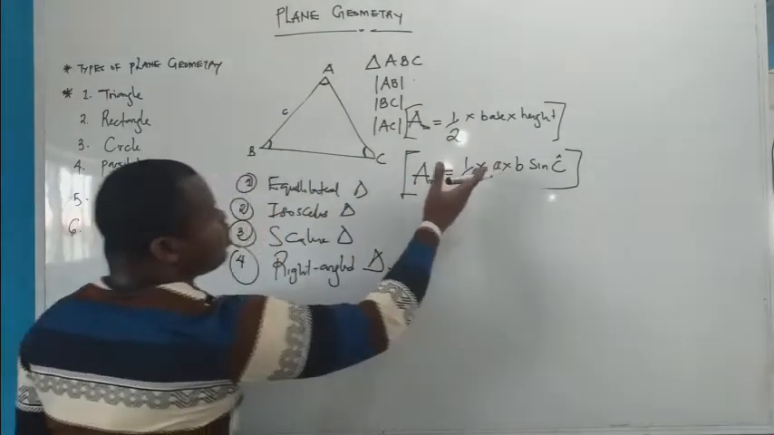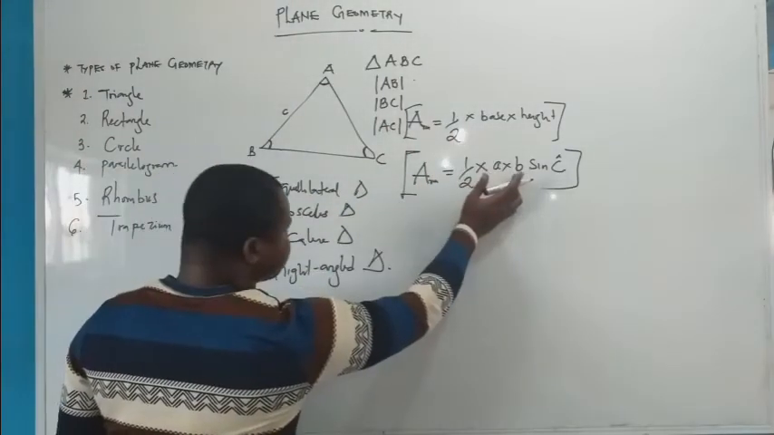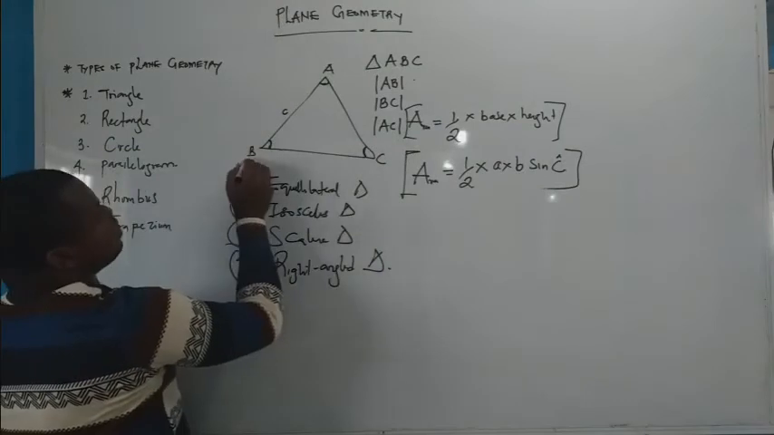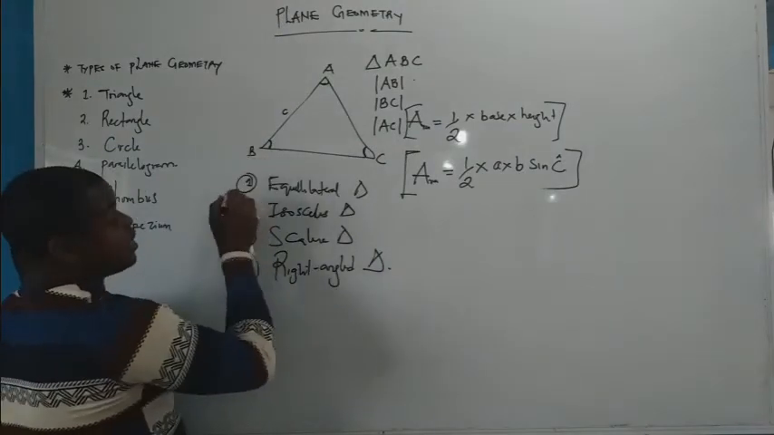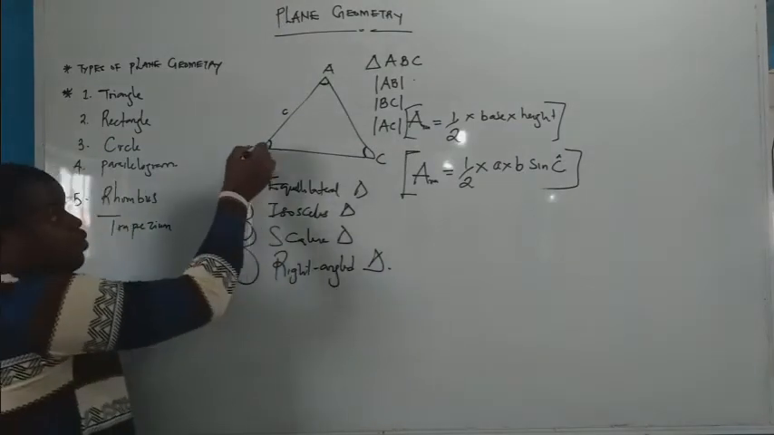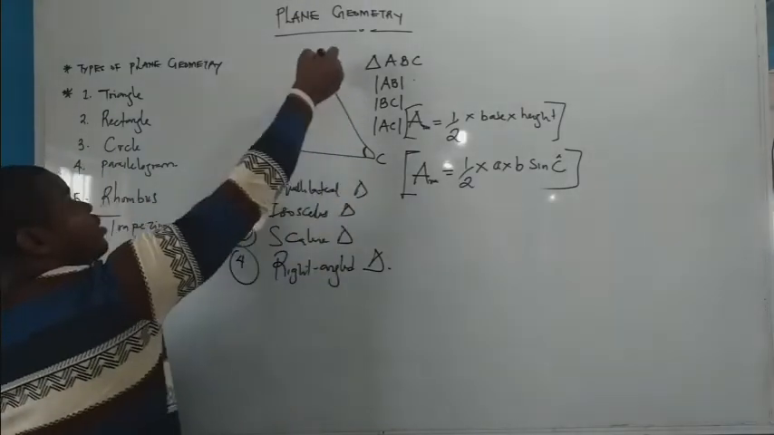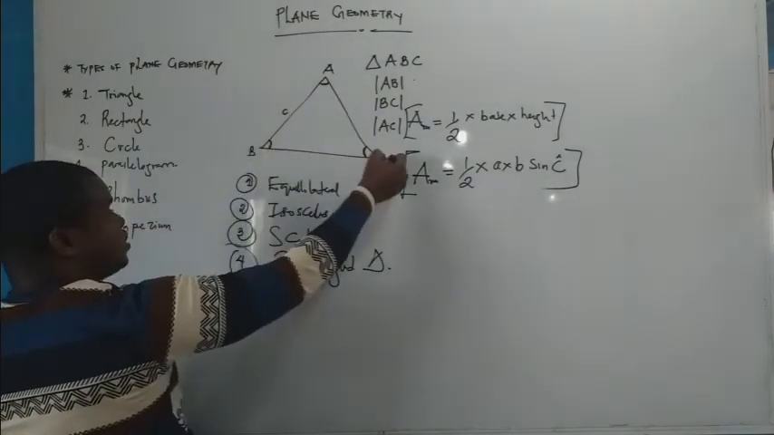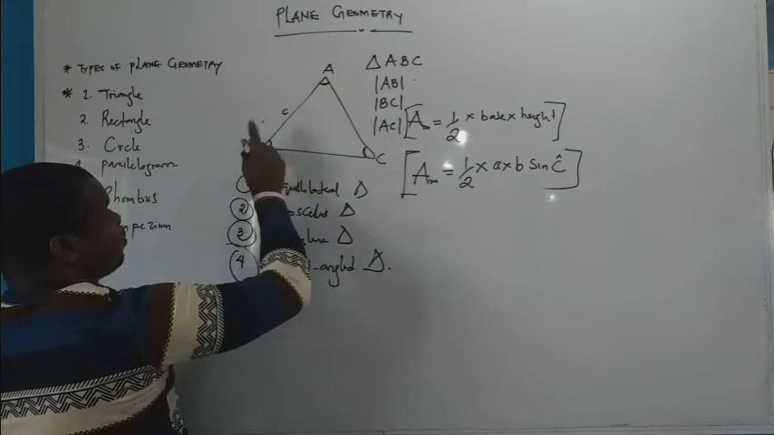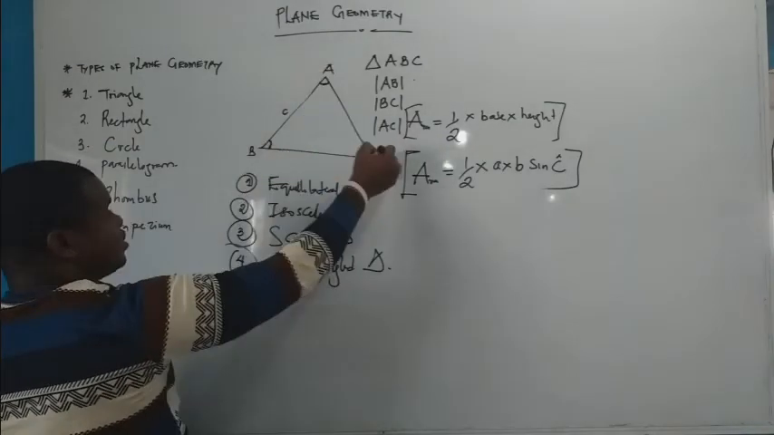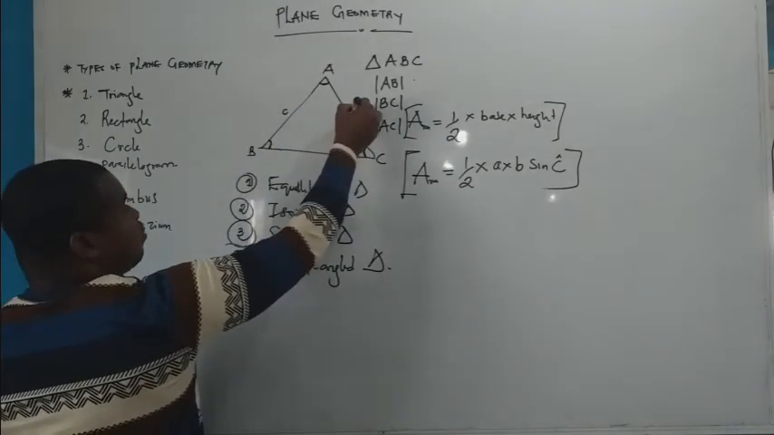Now, how do we locate our B? You look at B, then you ask yourself, which side is B facing? Which side is the point B facing? So we have A and C. So point B here is facing A and C, so you represent it here with small letter b.